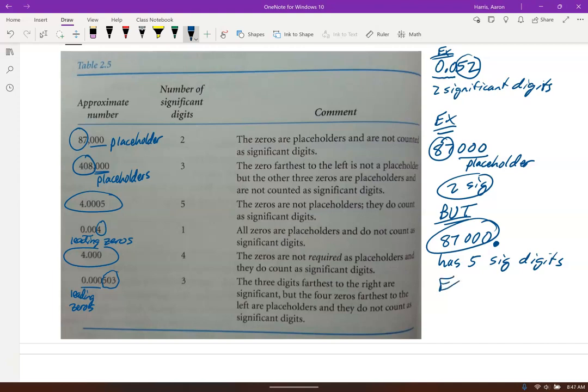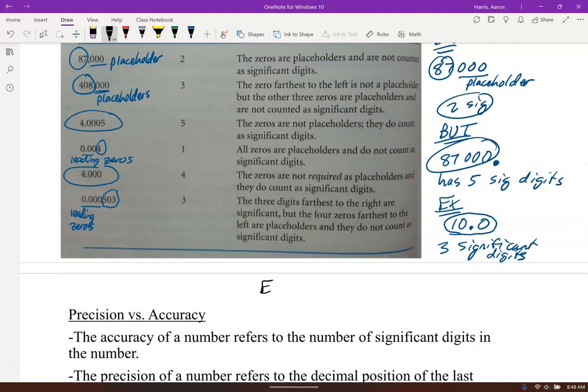And let me do one more here. How about 10.0? How many significant digits does that have? And it has 3 significant digits. Okay. Now I'll do one more here. How about 0.00700? How many significant digits does that have?